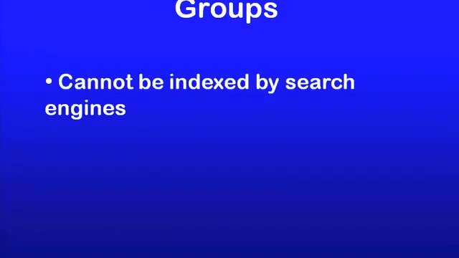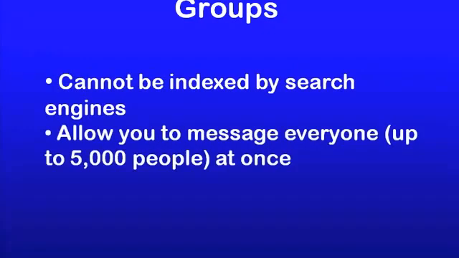Okay, now the groups cannot be indexed by search engines, so that's a strike against groups. They do allow you to message everyone at once, up to 5,000 people. So if your group grows to be more than that, then you can't do the mass messaging anymore. However, especially when you're just starting, you need all the help that you can get, and being able to message everyone at once is really, really cool. Trust me, you could pay a lot of money to gain the software to be able to message 5,000 people safely at once. And here Facebook's giving it to you for free, so that's a great thing to have.